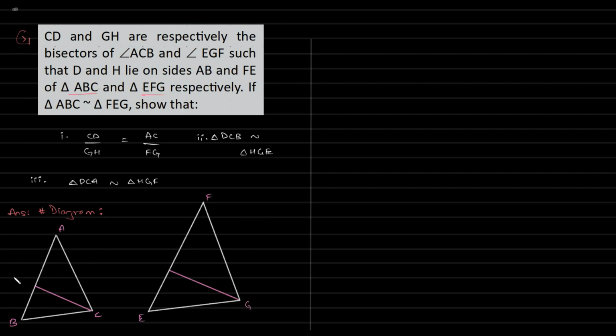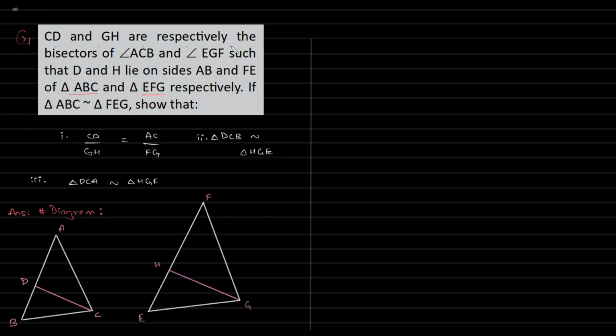Who are bisecting the angles? CD is bisecting angle ACB and GH is bisecting EGF. So let's read the question now, to see if it makes sense. It's okay to draw the diagram and not be right. You scratch it and redo it again. It's always okay to draw and not have the diagram right. But yeah, reread so that it's confirmed.